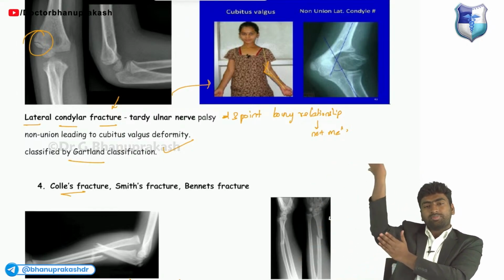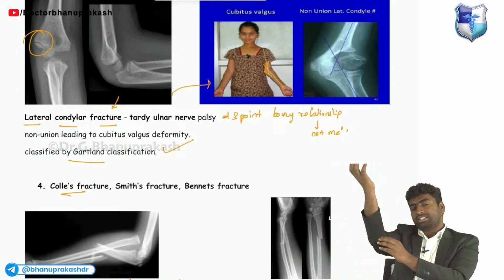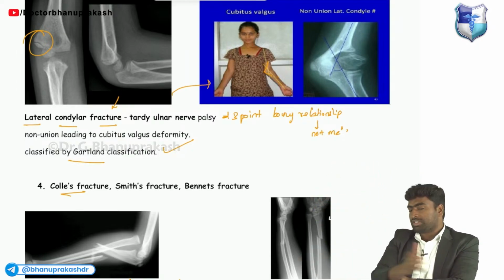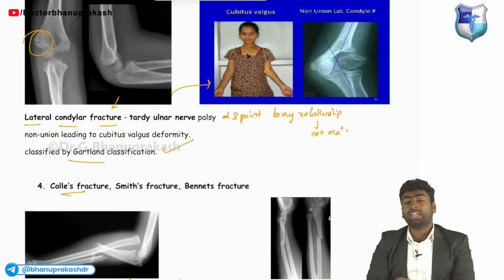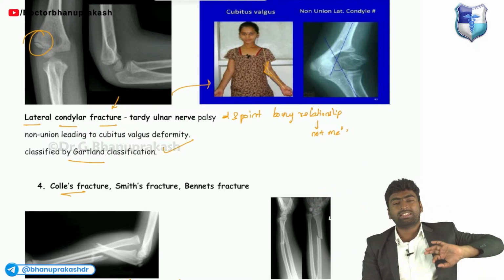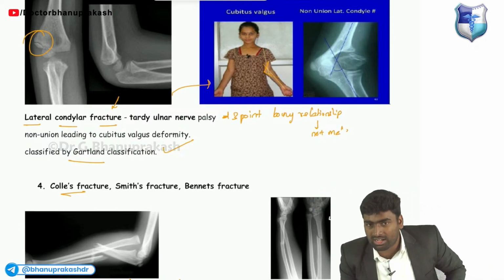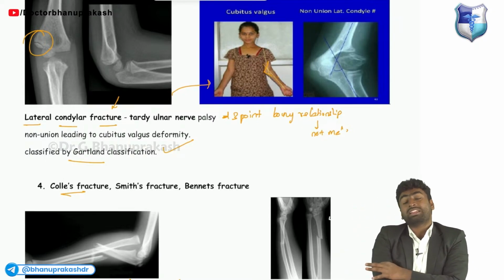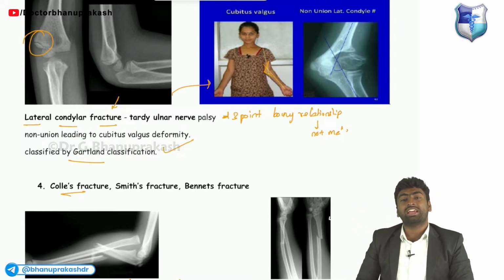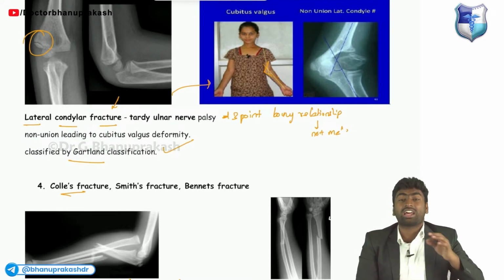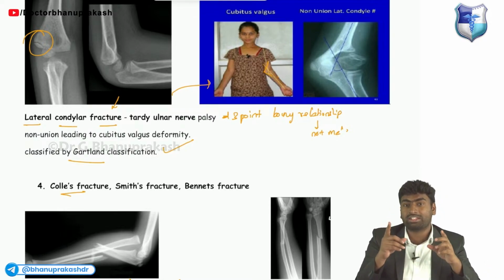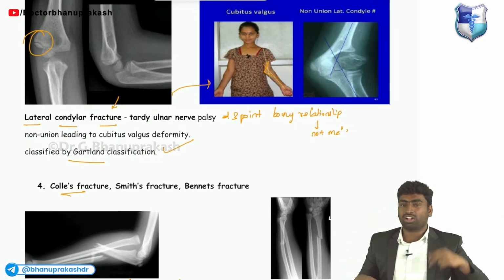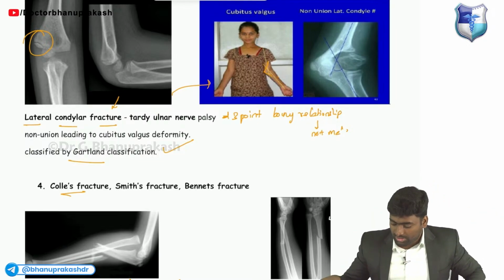So we know near this medial condyle there will be the ulnar nerve. Because of this growth, it will cause stretching of the ulnar nerve, which is known as tardy ulnar nerve palsy. Whereas the radial nerve is not related much to this lateral condyle. It will go around mainly the shaft. That's why with a shaft of humerus fracture, you will get radial nerve injury, that is a radial drop. Okay, remember, don't confuse it.